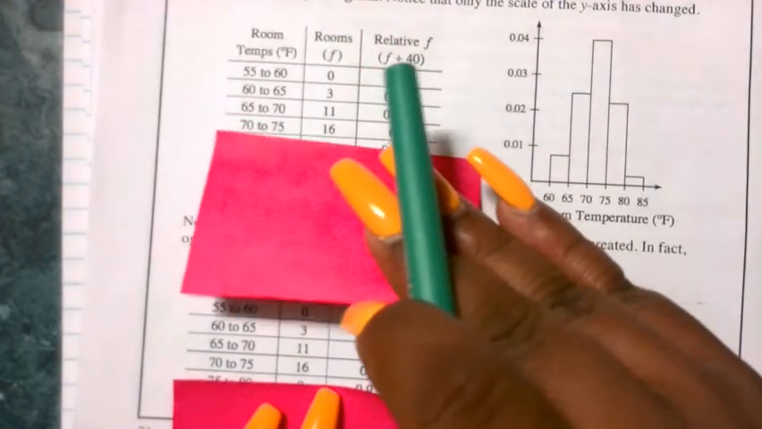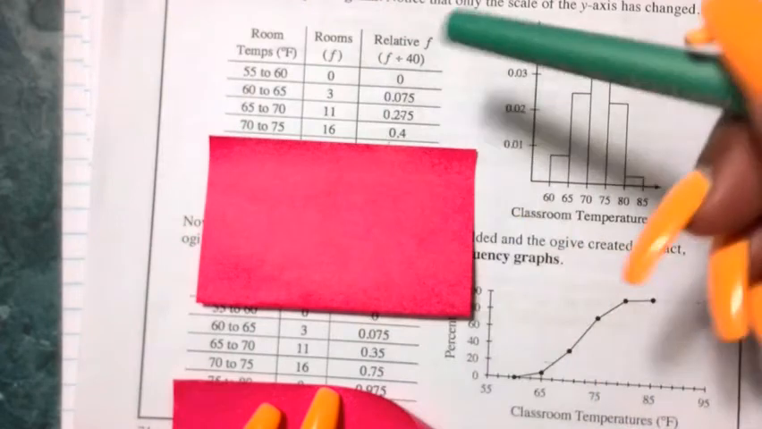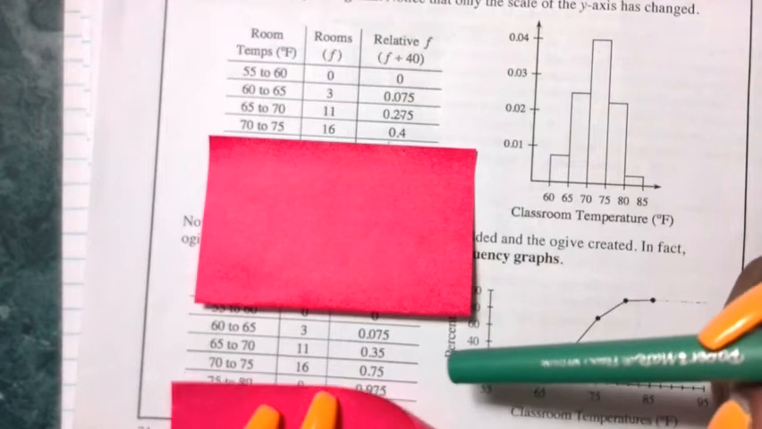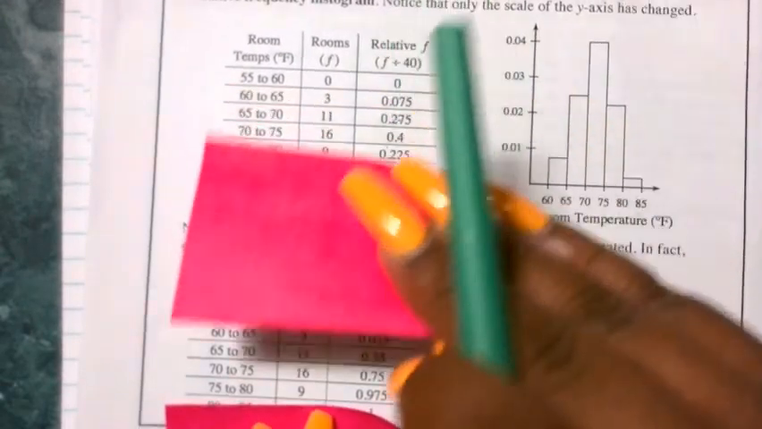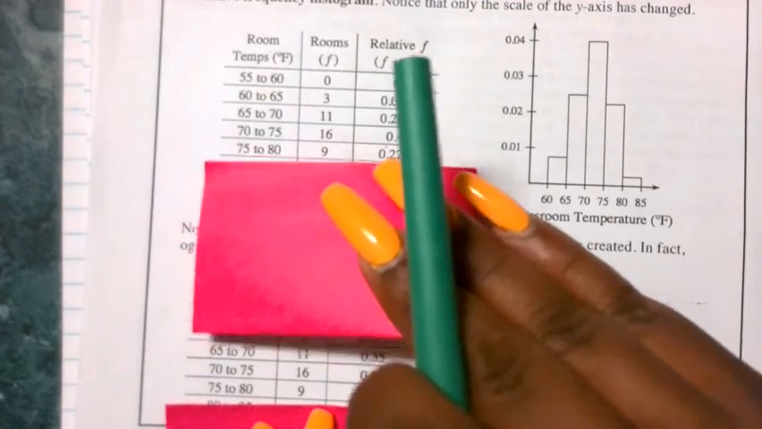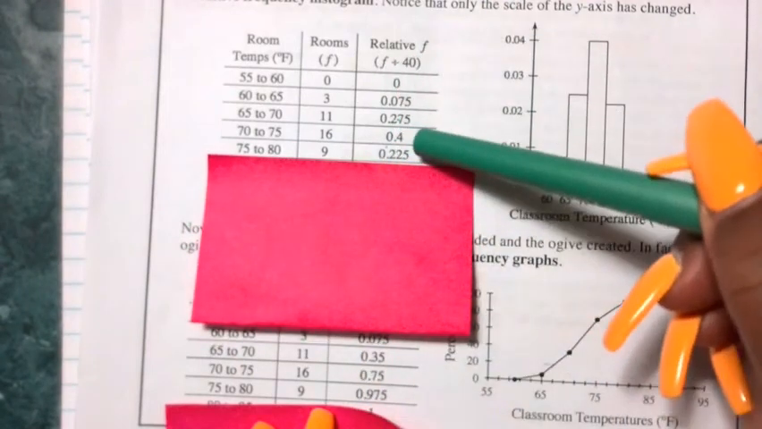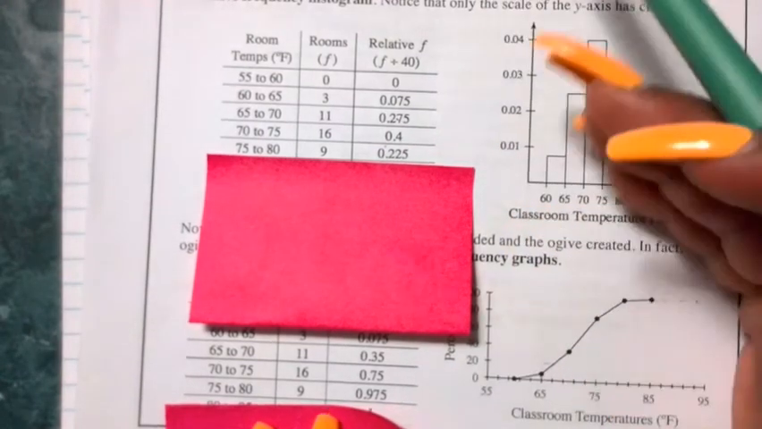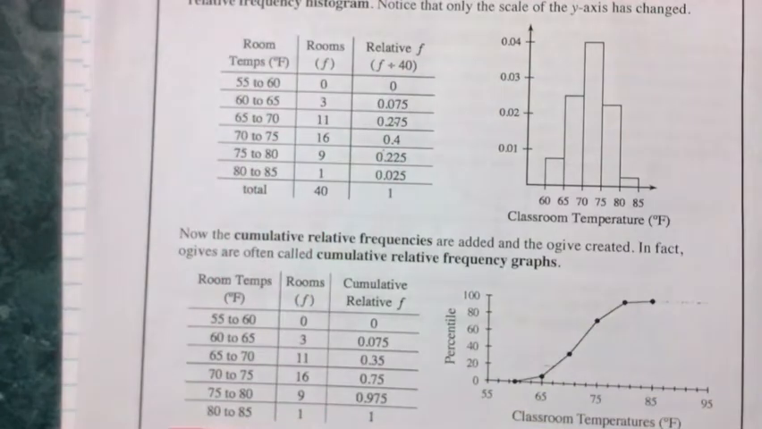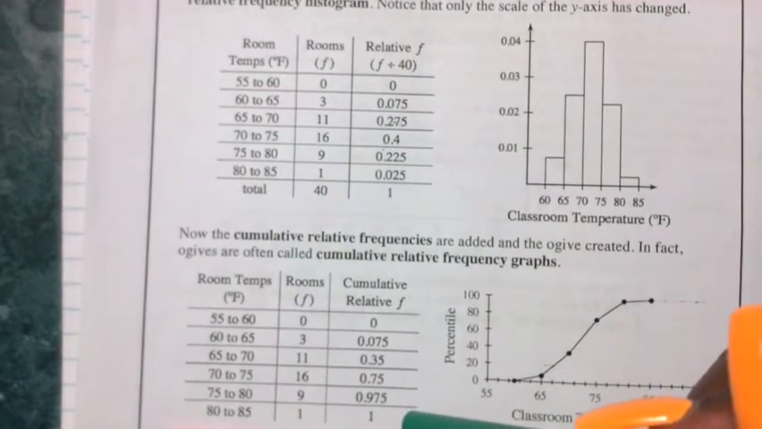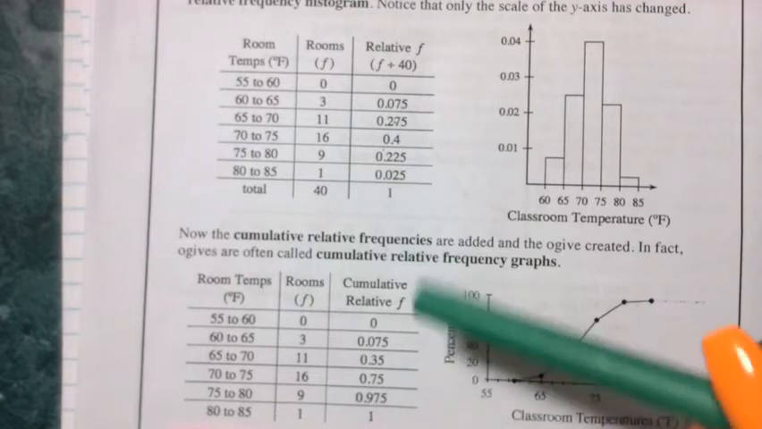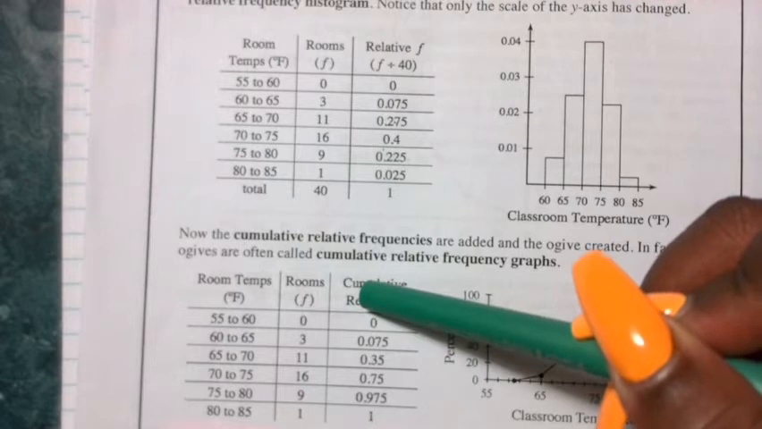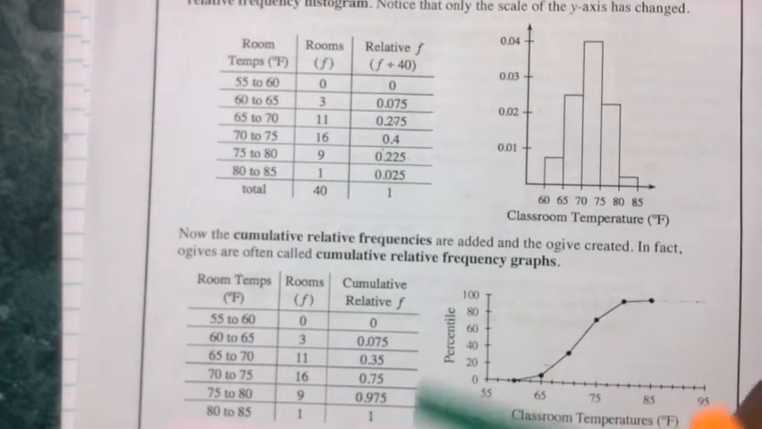Then for the next one, I'm adding the current frequency to everything above, and you get 0.75. And then for the next interval, I'm adding everything above plus the current one, and you get 0.75. And then the last one should always be 1. Your last interval should always be 1 because all of this is equal to 100 percent, or 1. In percentages, it will equal 100.